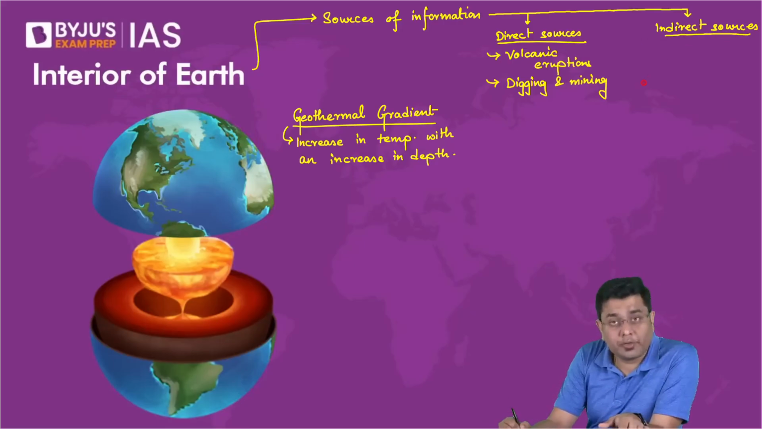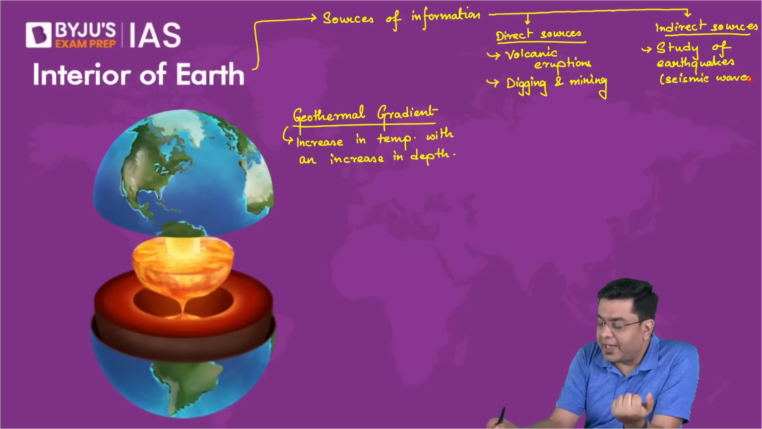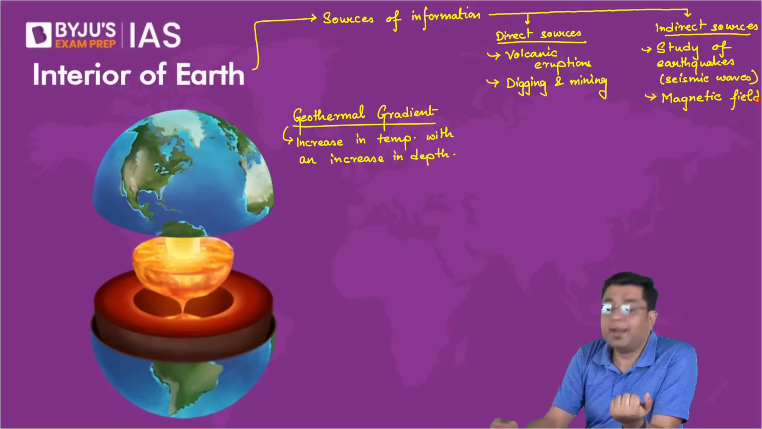What are the indirect sources? So first is by study of earthquakes. Now, the earthquakes, whenever they happen, they end up generating energy waves which are referred to as the seismic waves. So, by study of the seismic waves, we get an idea about the interior. Then, other than that, we get an idea about the interior by studying the magnetic field of the planet.